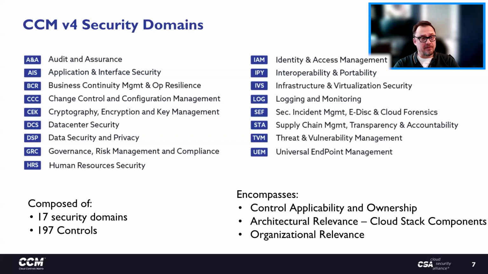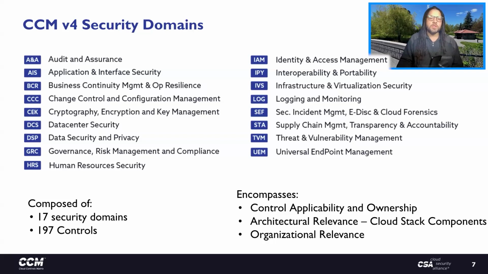So the CCM itself, version 4, encompasses a wide range of security domains, ensuring comprehensive cloud security. It includes 17 domains, as you can see here, and that includes 197 controls within those domains. The CAIQ, the questionnaire version 4, provides 261 questions of detailed assessment for a provider's implementation of each control objective.